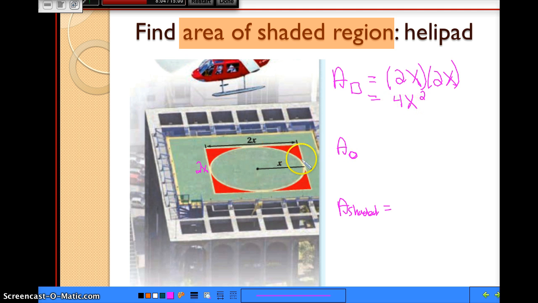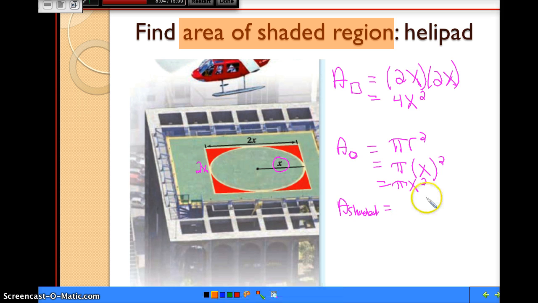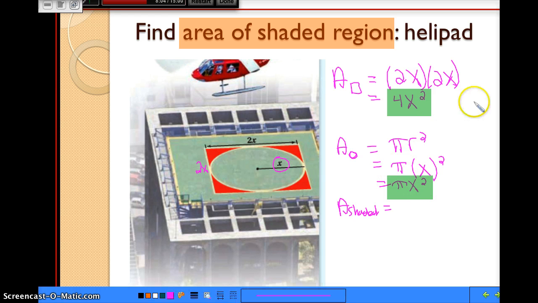The area of the circle, you should know the formula of a circle from back in middle school, which is pi r squared. We're going to leave it in terms of pi, so don't put in 3.14, leave that alone. And the radius is x squared, which is equal to pi x squared. So here's the area of the square. Here's the area of the circle. In order to find the area of the shaded region, we're going to take the square and subtract the circle. We're going to take the big shape and subtract the small shape.